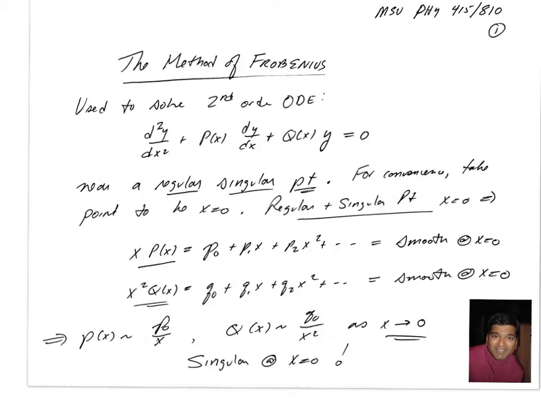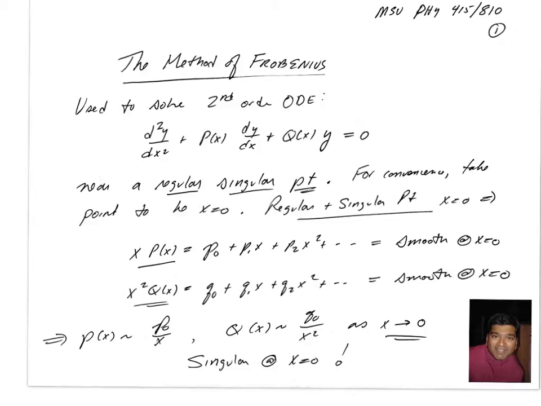Hi class. In this video lecture we're going to talk about the method of Frobenius. To remind you, we're interested in solving second-order linear ordinary differential equations with variable coefficients. If these were constant coefficients, we could use the methods we've already discussed to solve them. In particular, we're interested in the possibility that these functions p of x and q of x are actually not smooth functions at some point.